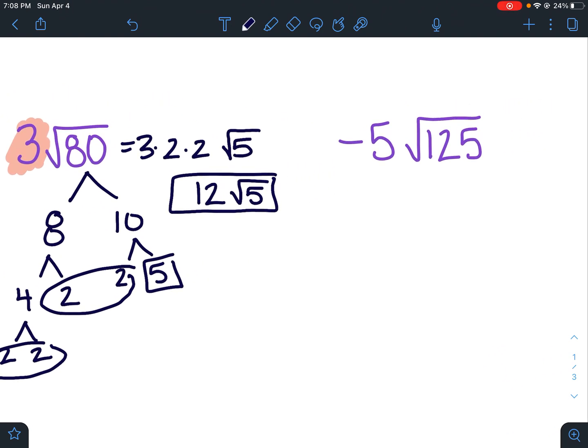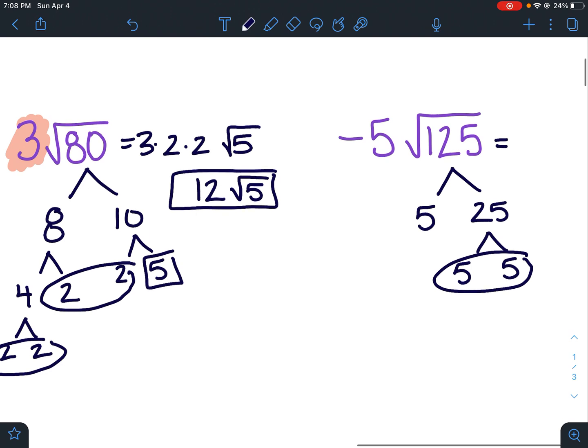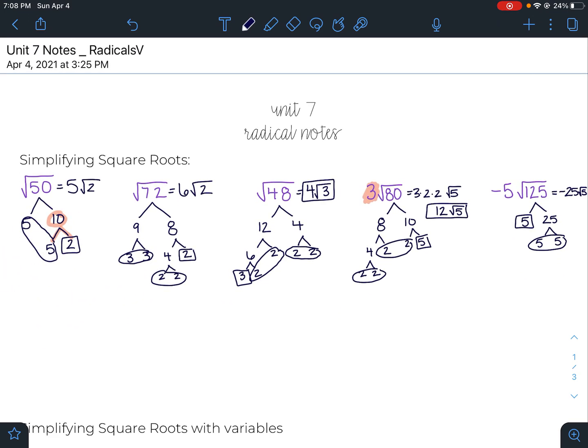Last one here, negative 5 square root of 125. 125 I know is 5 times 25. 25 is 5 times 5. I'm going to circle a pair of 5s here. I'm going to multiply that by the number outside. 5 times negative 5 is negative 25. And this 5 has no friends, so it's going to stay inside. Negative 25 square root 5.